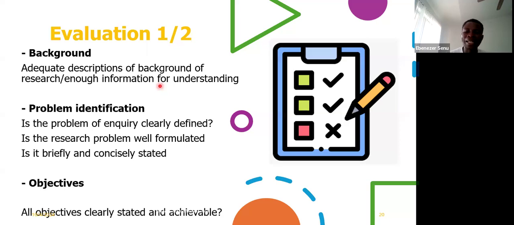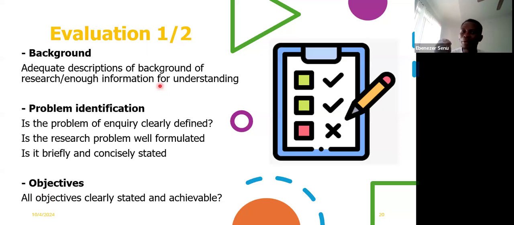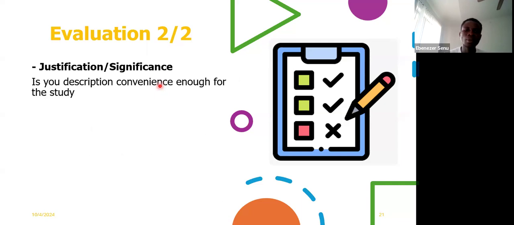Are your objectives clearly stated? Are they achievable? I've told you that objectives are only achievable by statistics. I understand a lot of people don't know statistics, so they'll be writing anything they like, which I understand. But if you are at master's or PhD level, you need to know that this is only achievable by statistics. And is your justification enough?